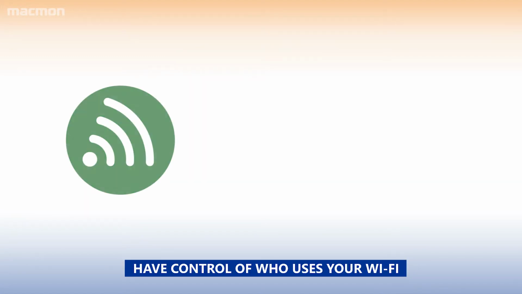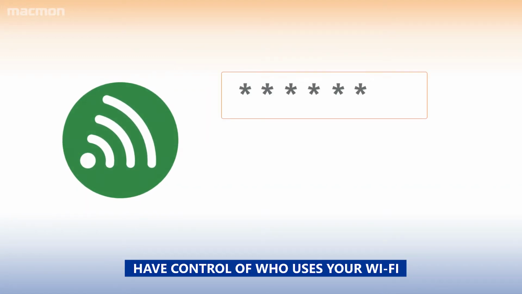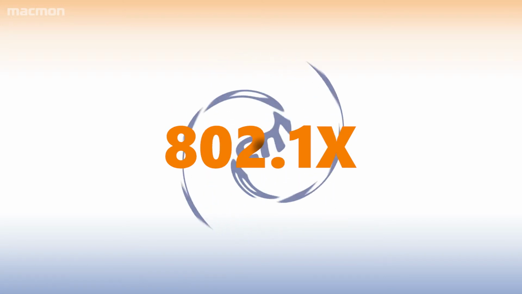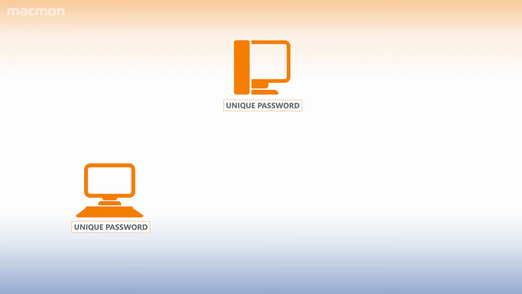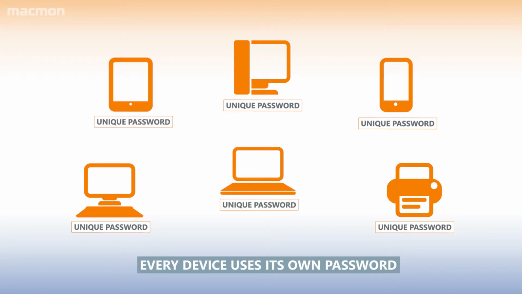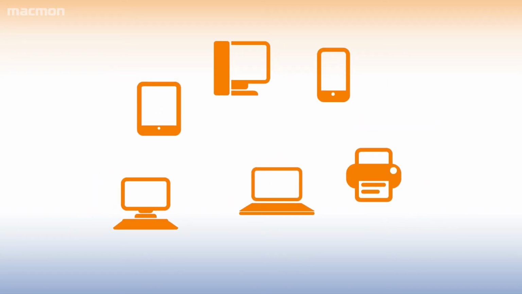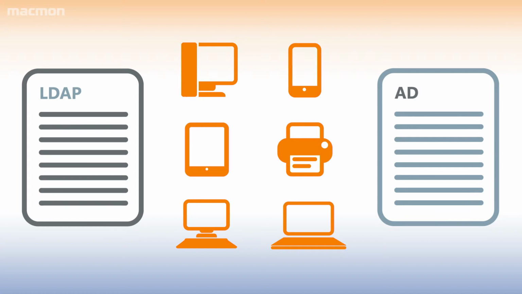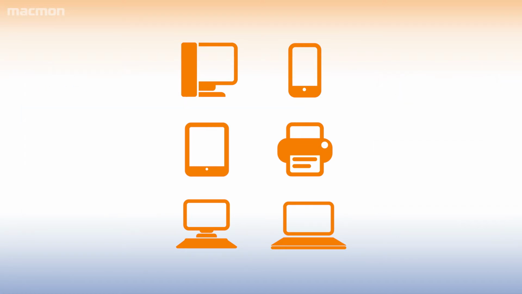Are you annoyed by the fact that anyone can use your Wi-Fi once the password is out there, or perhaps it was cracked? With macmon and 802.1x, you have the right solution because every device uses its own password, which uniquely belongs to the device. With the seamless integration of your existing identity stores, such as Active Directory and other LDAP services, your passwords are already assigned and ready to use.